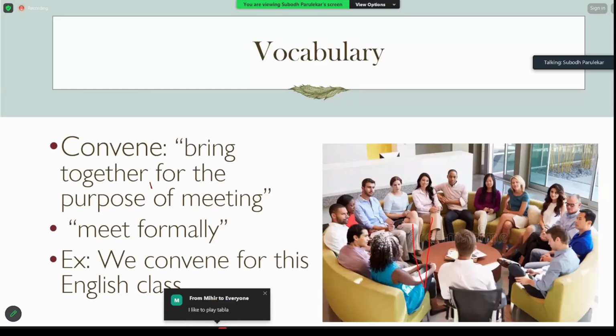You can think of it as meet formally. As you can see in this picture, a lot of people are coming together to meet. So convene means to meet formally. I would recommend everyone to take notes and write this down. Take a moment to write this down.